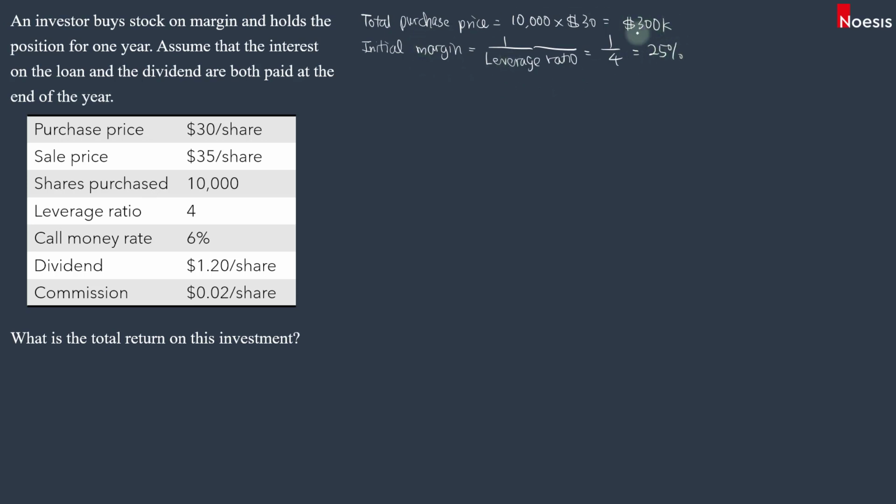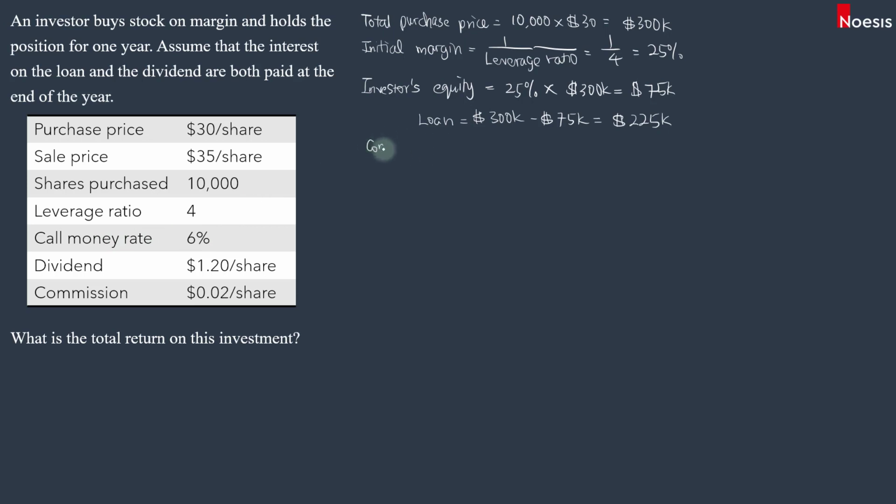So in other words, out of this 300,000, 25% will be financed by the investor's equity. So we'll take 25% times 300,000. So that's 75,000. This has to come from the investor's own money, and the rest of it will be on loan. So that will be the 300,000 minus 75,000, so that's 225,000. There will be an interest rate on this loan, which is 6% a year. We call that the call money rate.